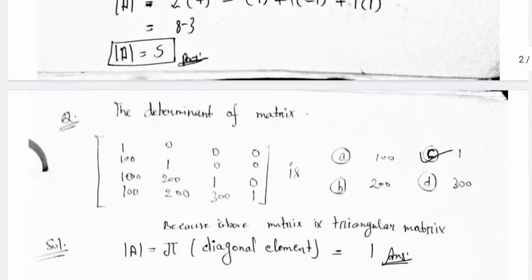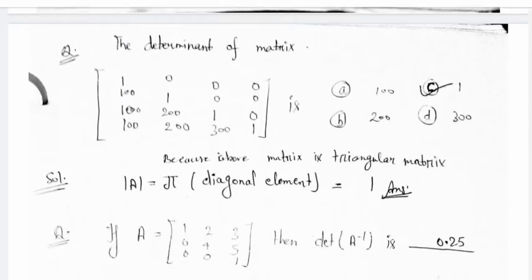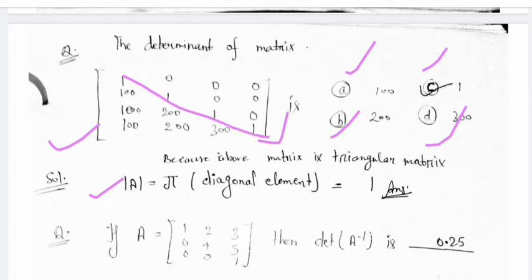The next question is about the determinant of the matrix. Here the matrix is given like this. This is a lower triangular matrix. Now here are 4 options: option A 100, option B 200, option C 1 and option D 30. So how could we say that it is 1? In the case of a lower triangular or upper triangular matrix, we know that the multiplication of the diagonal elements is equal to the determinant of the matrix, that is 1. So you take just 2 to 5 seconds to give the answer. This is a very easy and very quick short trick to get the answer.